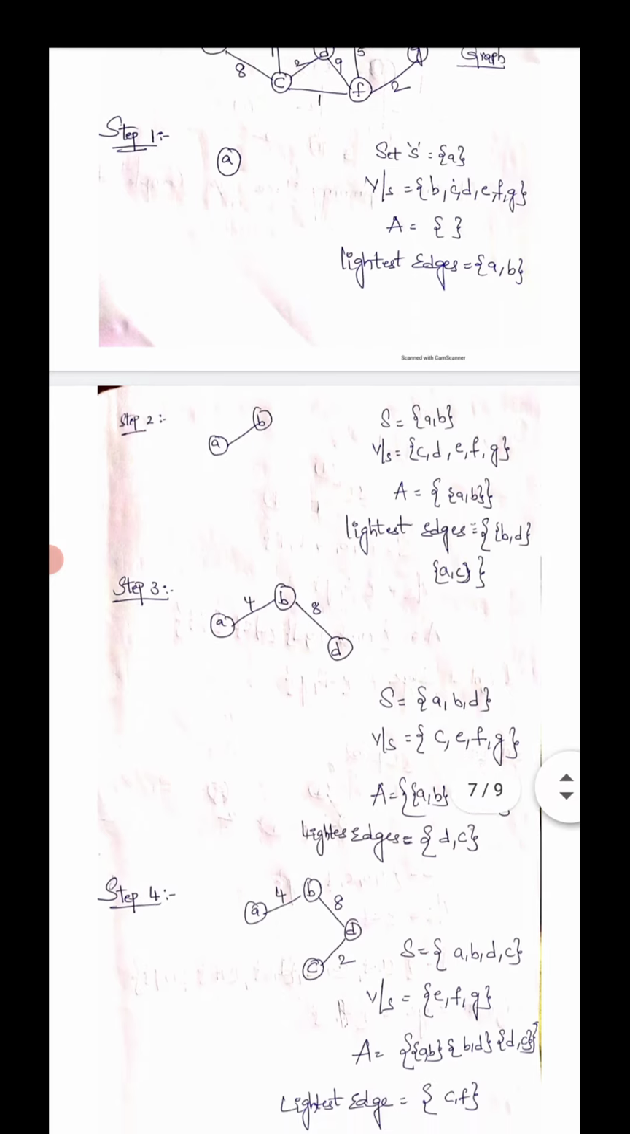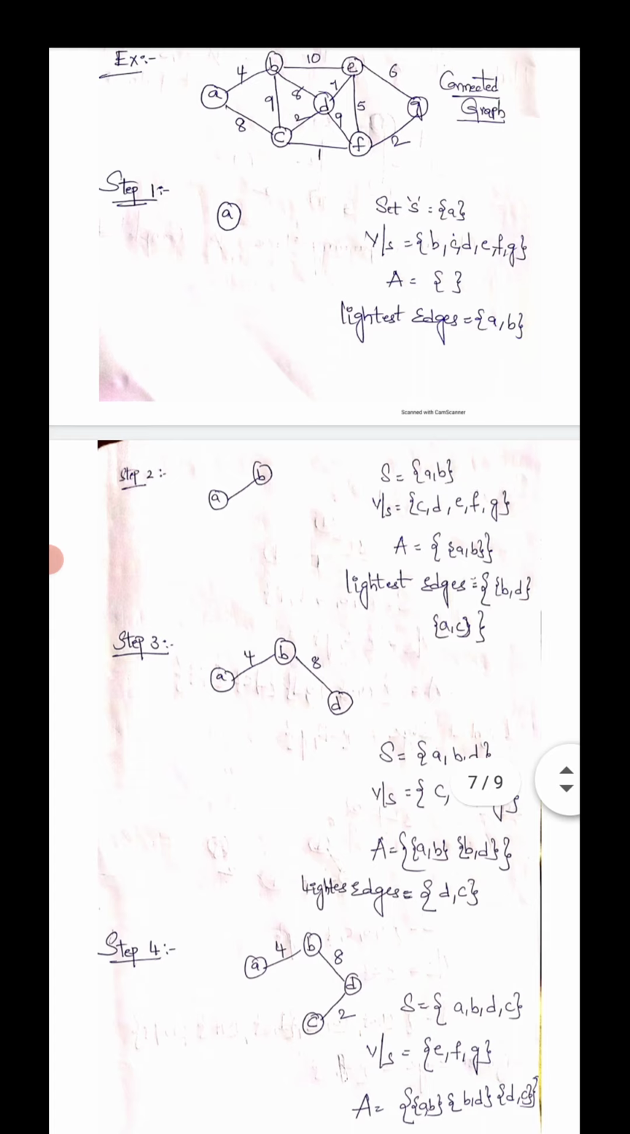Okay, next coming to step 4. Look at step 4. A to B is 4, B to D is 8, D to C is how much? 2. Now the set contains A comma B comma D comma C. Now we have to write the remaining vertices E comma F comma G. Now the set contains A to B, B to D, D to C.